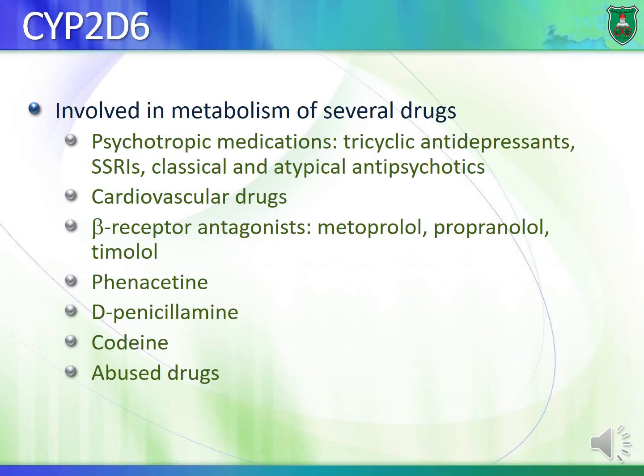Now, CYP2D6 is an enzyme that is not only important for debrisoquine, but it also metabolizes many other drugs. You don't have to memorize this list, but it's important in metabolizing antidepressants, beta receptor antagonists, phenacetin, and so on.